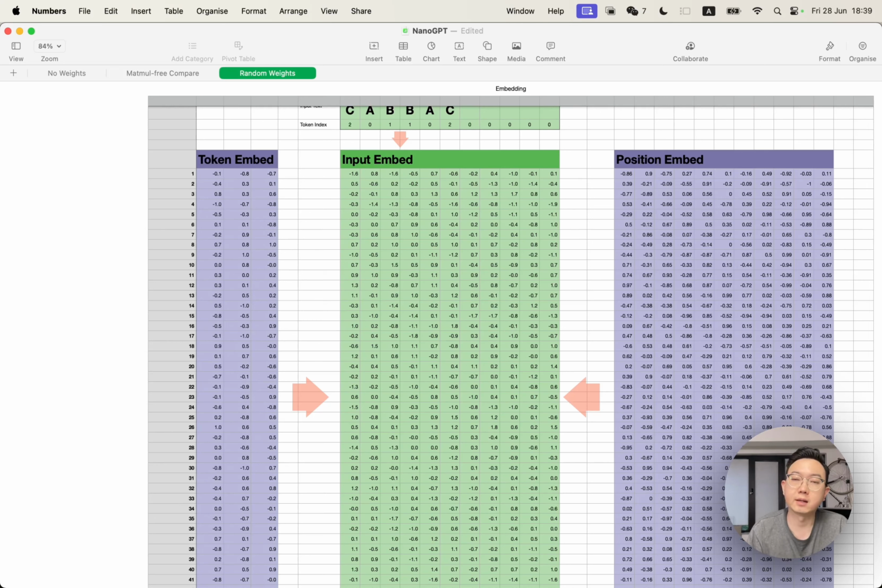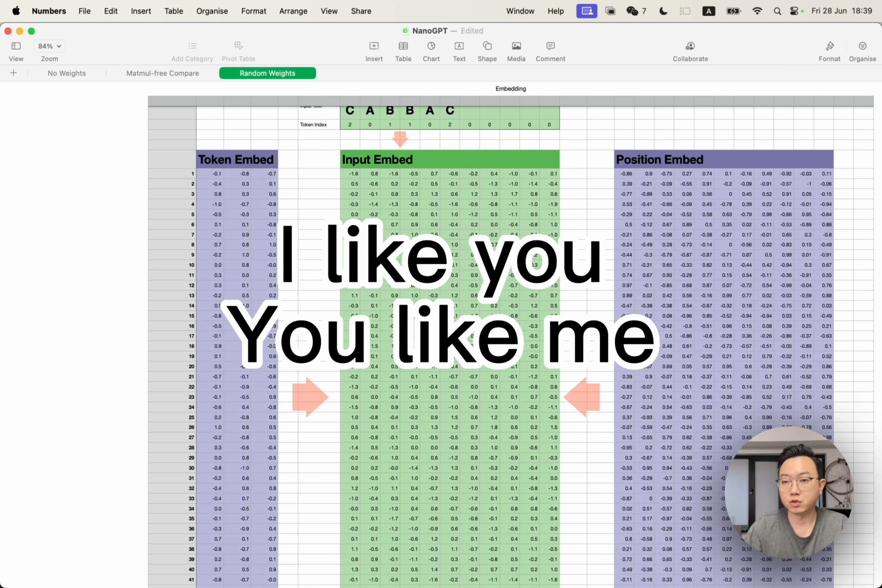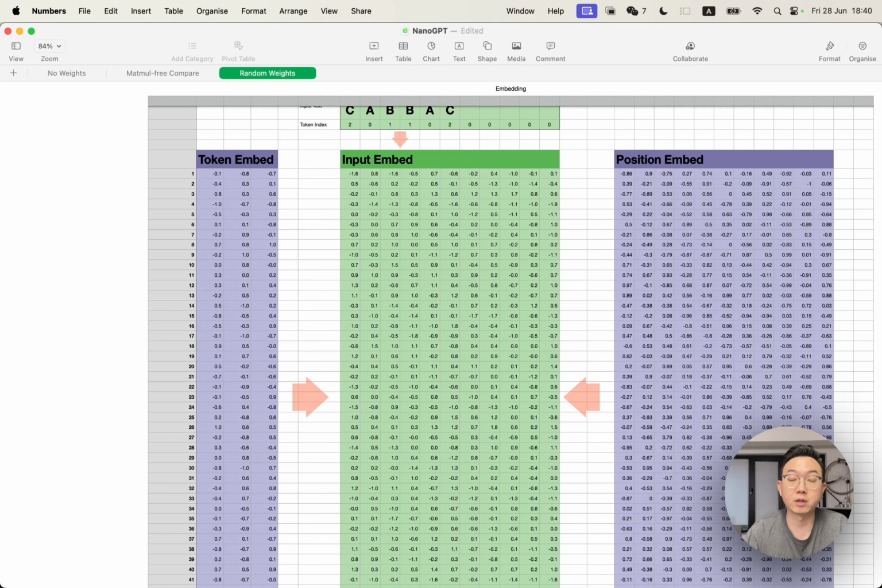The reason for that is when I say things like "I like you" and "you like me," they are essentially the same three things, right? Me, you, and like. But if you position them in a different order, they actually mean different things. So the position embedding is very important to be inserted into this input embed so that it carries that information to be further processed.